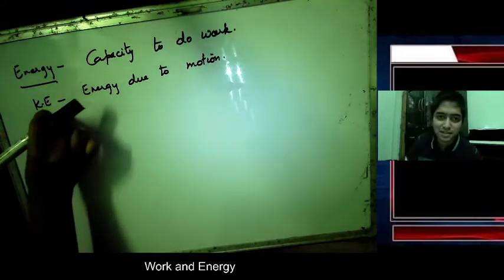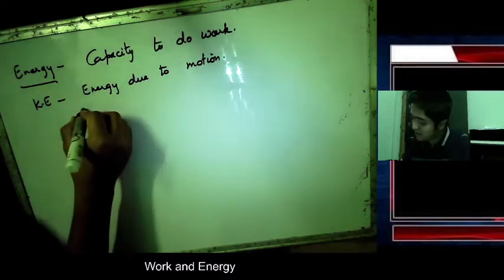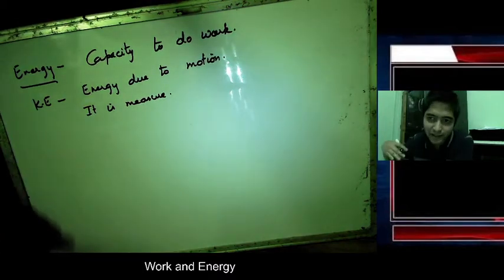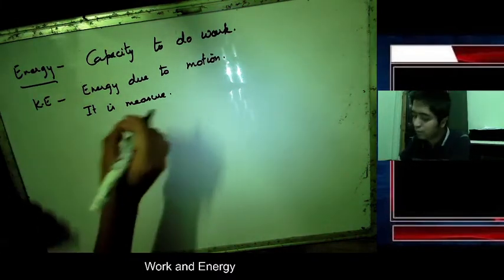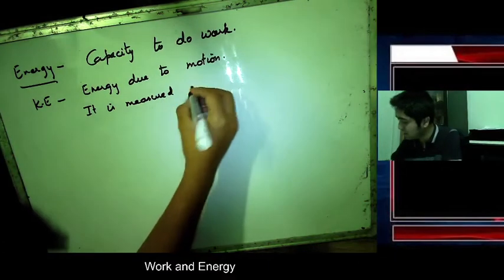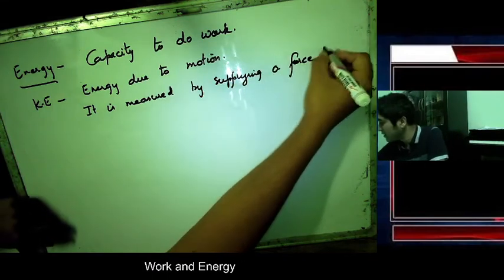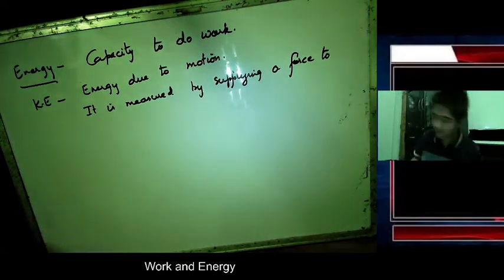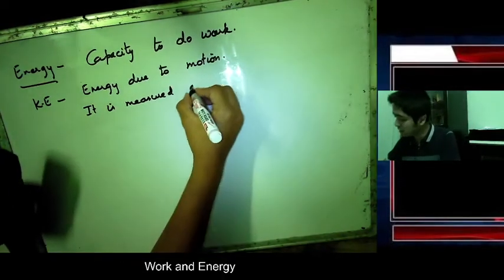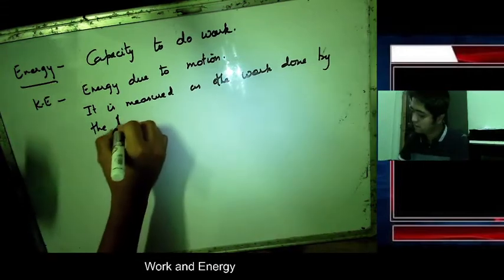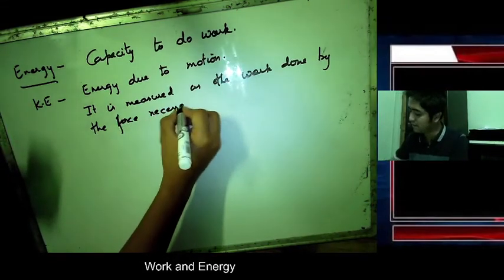So how do we measure the kinetic energy? The particle will be moving at a velocity v. So how do we measure it? It is measured as the work done by the force necessary to stop it.